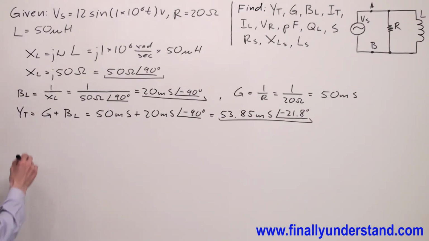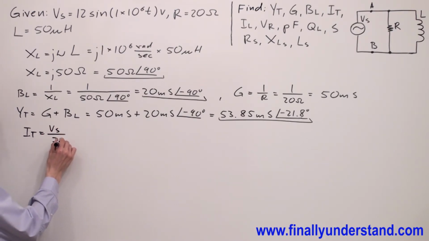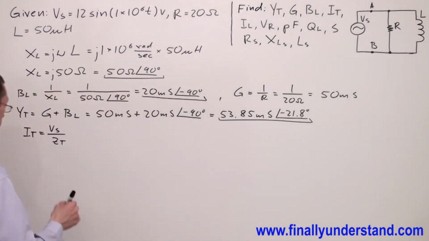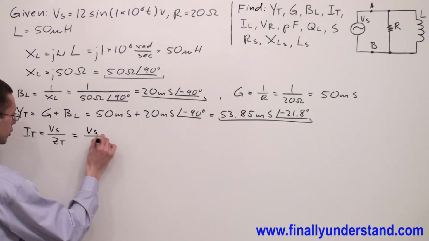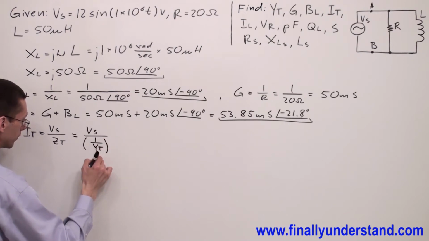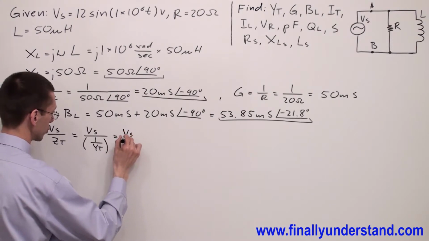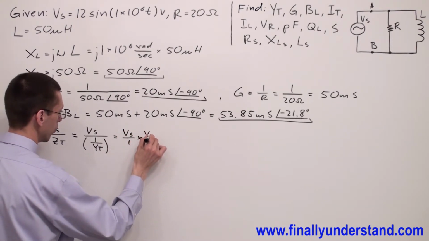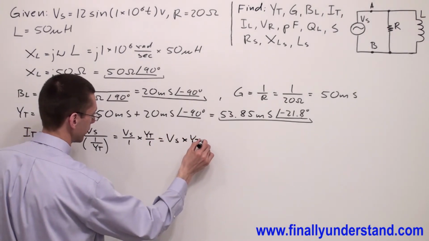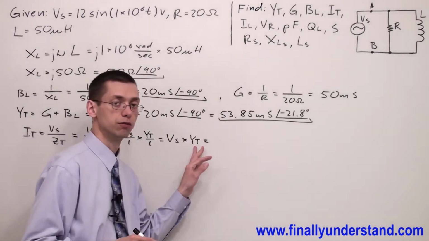Next, we're supposed to find I total. I total is equal to voltage source over Z total. But someone can say that we didn't find Z total yet. But you're supposed to remember that Z total is nothing else, just 1 over Y total. And we found Y total. So I can rewrite this as voltage source over 1 over Y total, which is equal to voltage source times Y total.